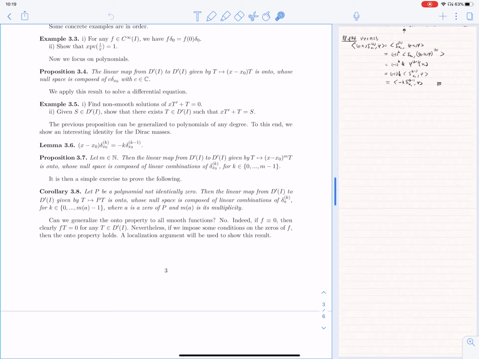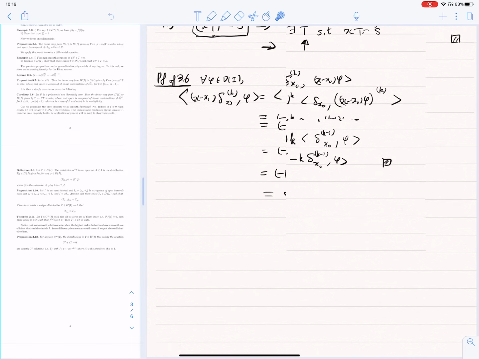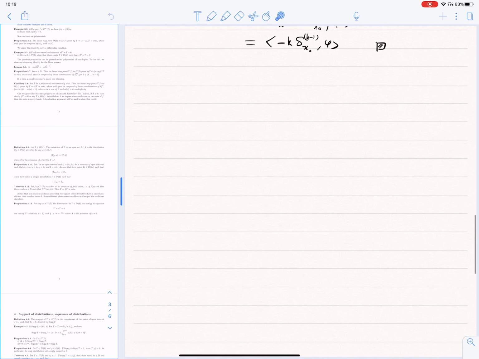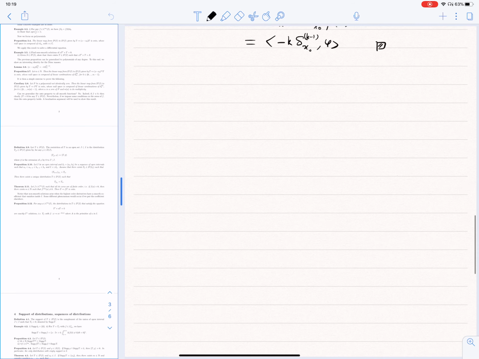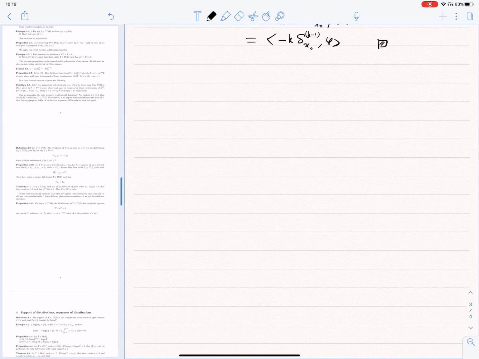Okay, and the first property is pretty straightforward. The onto property is straightforward because we can actually apply our proposition 3.4 n times. We can rewrite this application as follows: x minus x naught to the n times T can be written as such.